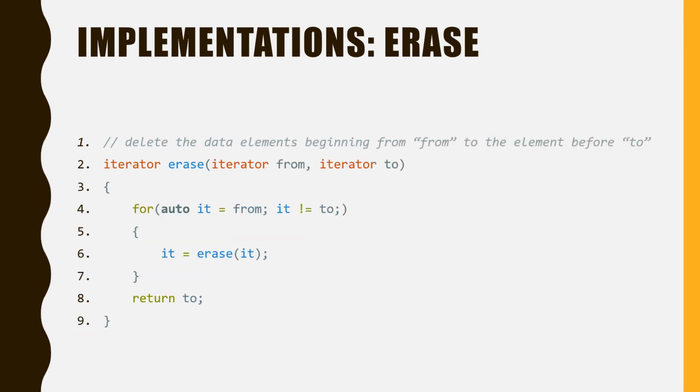The more generic version of the erase operation has two parameters, from and to, which characterize the range of the data elements that need to be deleted. Note that the data element pointed by from will be deleted, while the one pointed by to will not. The implementation is trivial, as we can simply write a for loop and call the single data version of the erase operation to delete each data element. The return value is the iterator to, which is next to the data elements that are deleted.